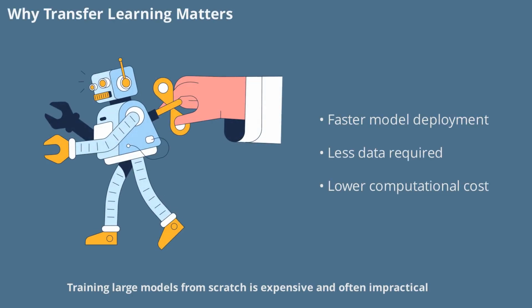Training large models from scratch is expensive and often impractical, especially when real-world problems have limited labeled data. Pre-trained models capture general patterns from vast datasets, allowing for faster deployment and iteration. By leveraging transfer learning, you can build high-performing models without the need for massive resources. This technique democratizes AI development, making it accessible to more people and organizations. With transfer learning, you can achieve better results in less time, opening up new possibilities for innovation and problem-solving.